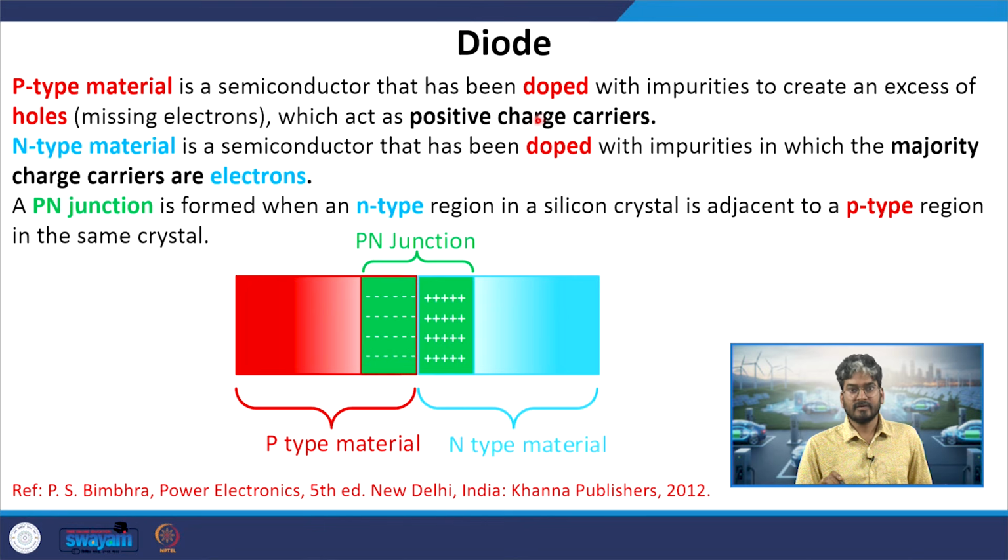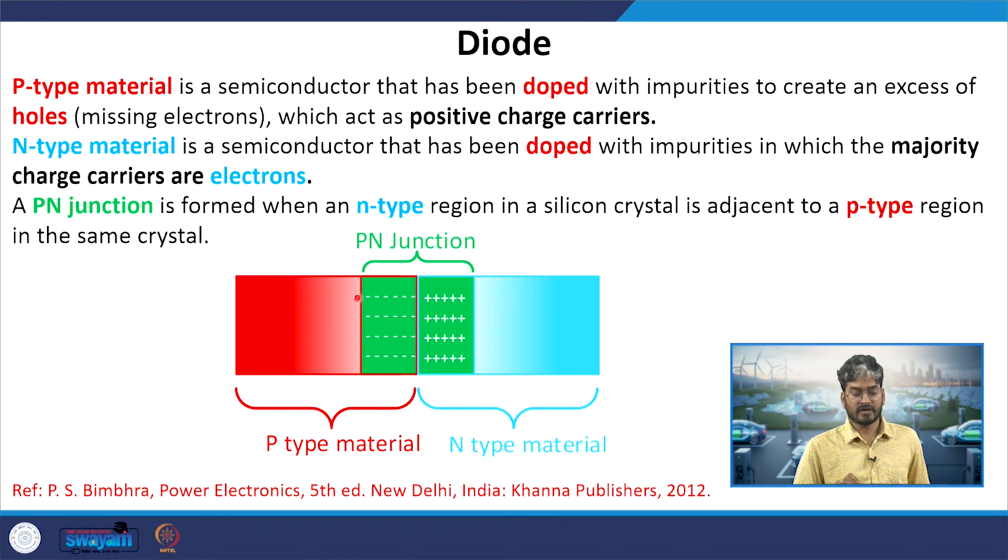For the P type, we will use group 3 elements in the periodic table. The popular ones are boron and aluminum. They have 3 valence electrons, while the semiconductor has 4 valence electrons. We know that for stability they require 8 electrons in the valence shell. So there are 3 from the impurity we have added from the group 3 element, and 4 from the semiconductor material, which already has 4 valence electrons. So there will be 7.